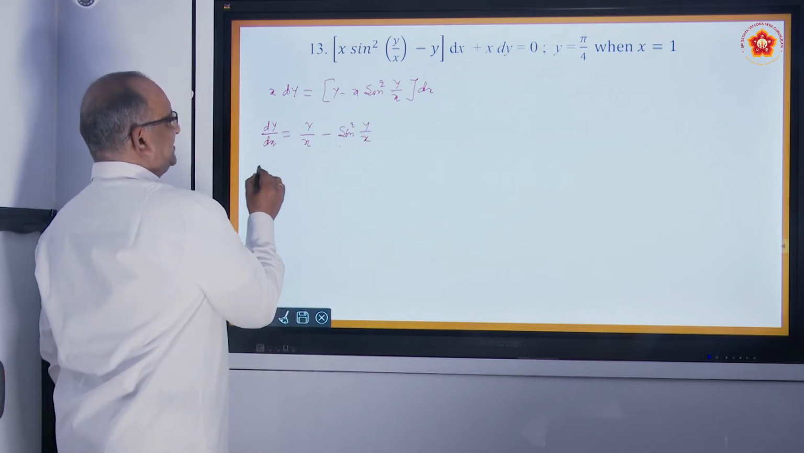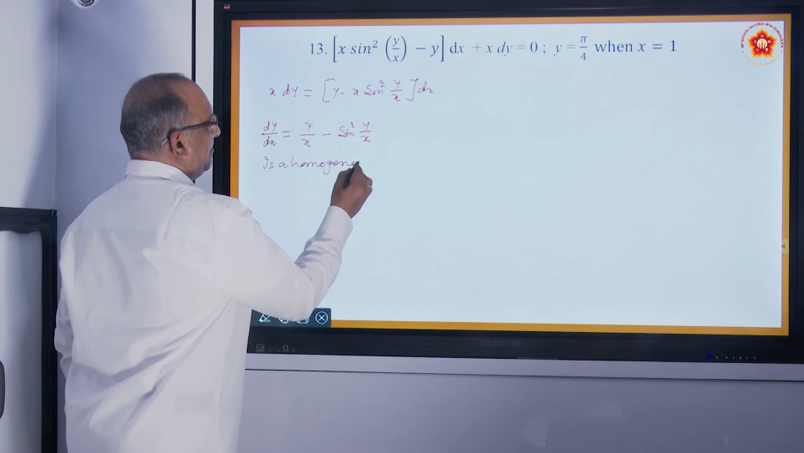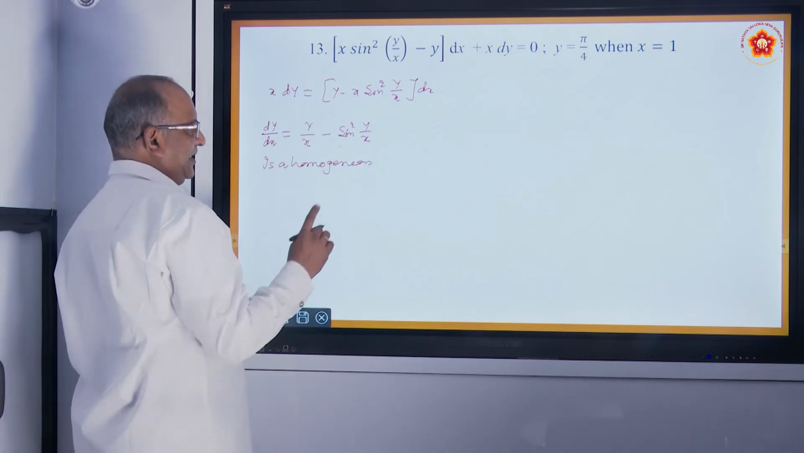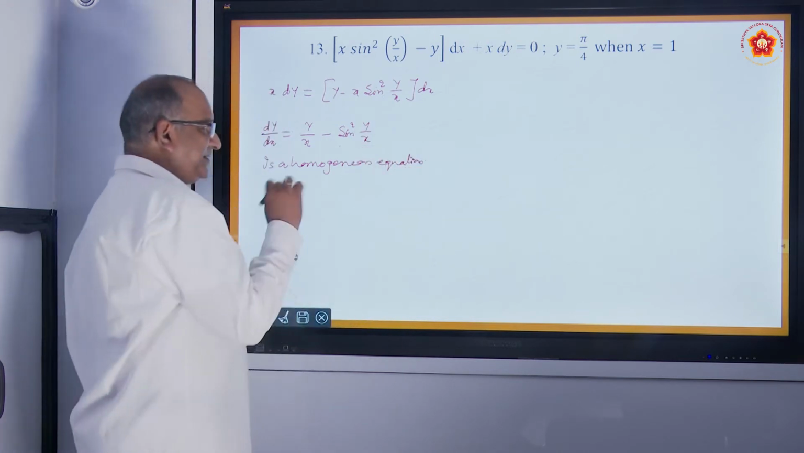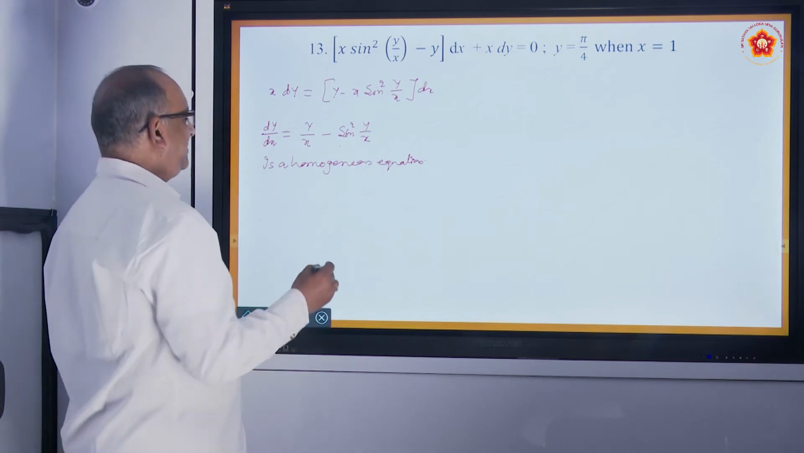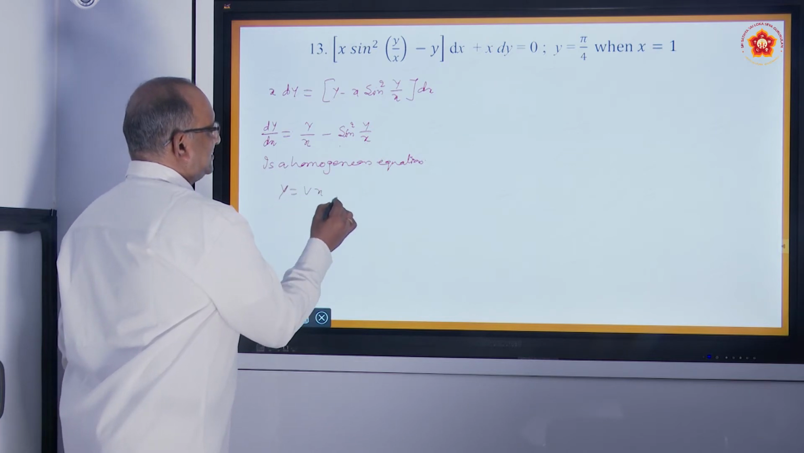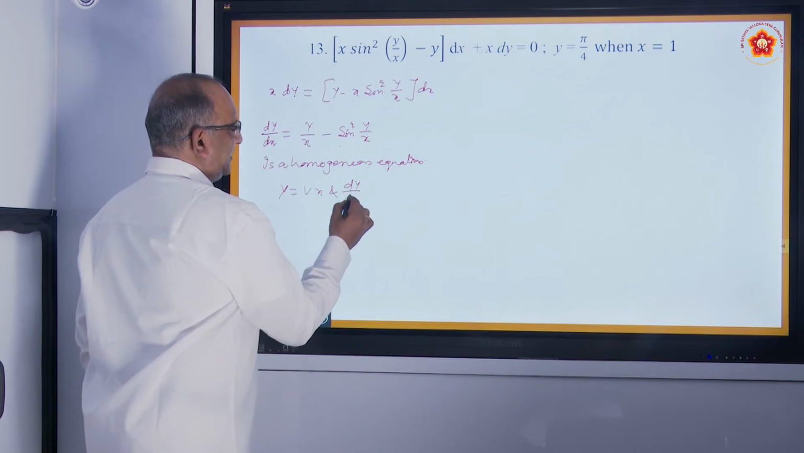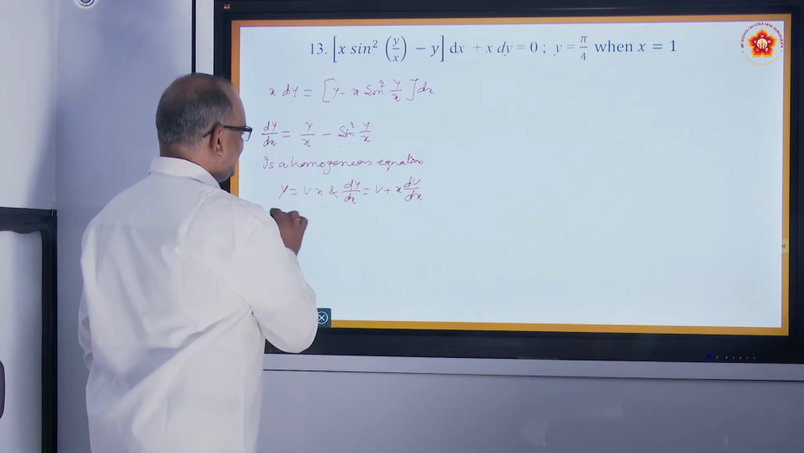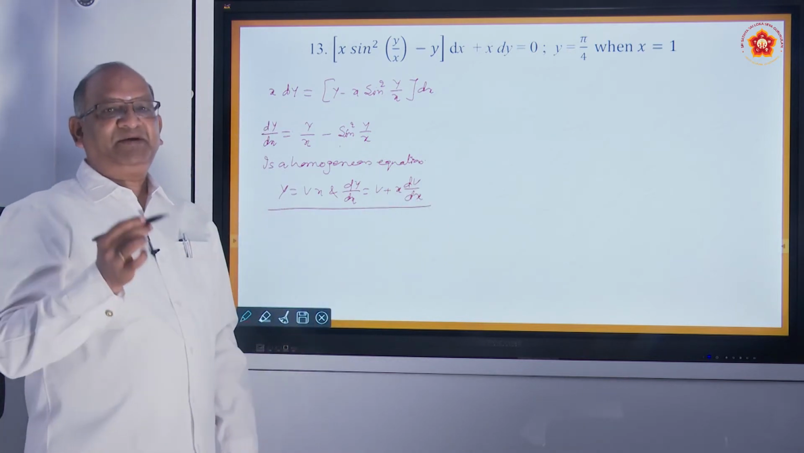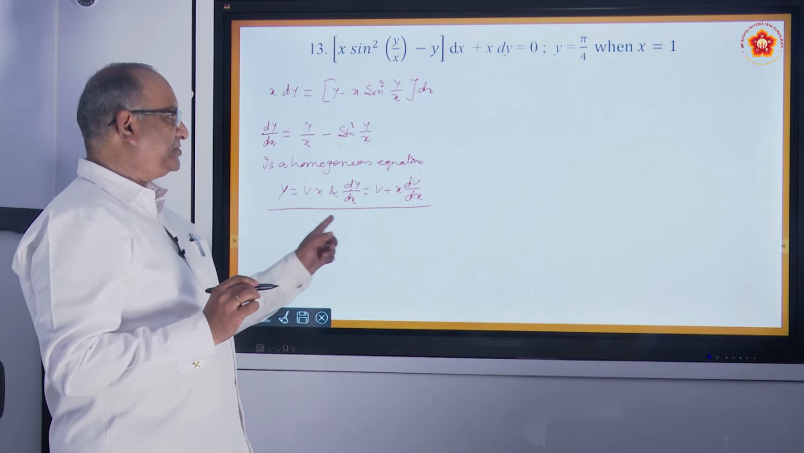This is also a homogeneous equation. Why is it homogeneous? As all the powers of x and y are 1. Since it is a homogeneous equation, we follow the procedure. What is the procedure? Substitute y equal to Vx and dy by dx equal to V plus x dV by dx. This is a standard thing. You would have observed that in every problem we are substituting. The moment it is a homogeneous equation, these substitutions are to be made.